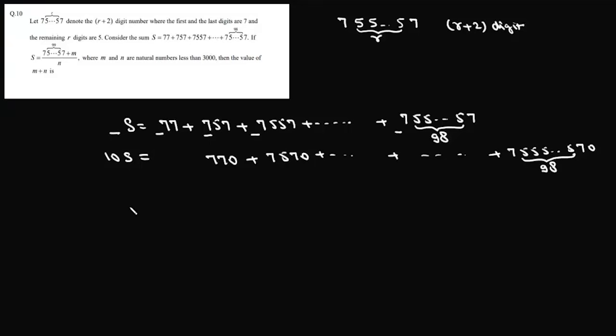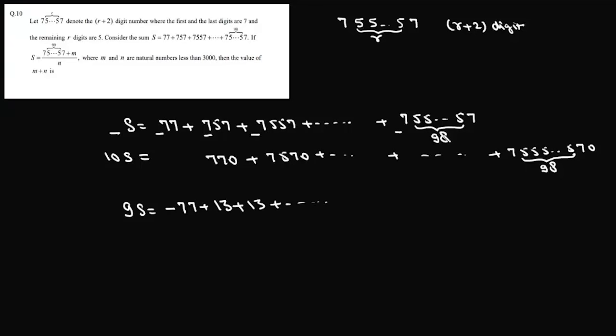now 10s minus s is basically 9s. Now this is minus 77. Now 770 minus 757. Essentially this is 70 minus 57. So it will be this 13. Now here also 75. It's of no use. 70 minus 57 is again 13.